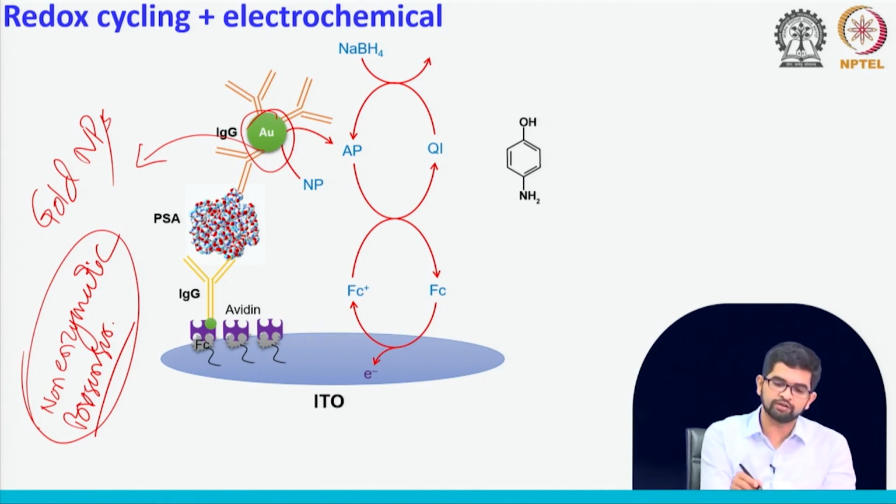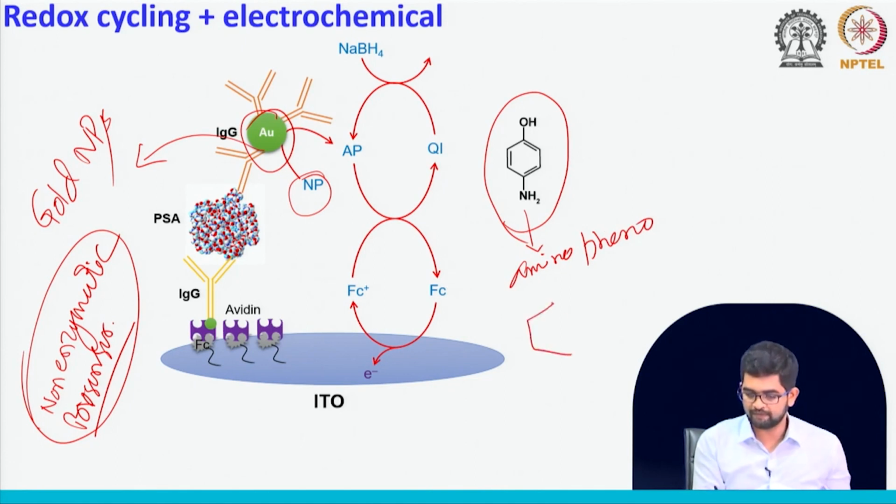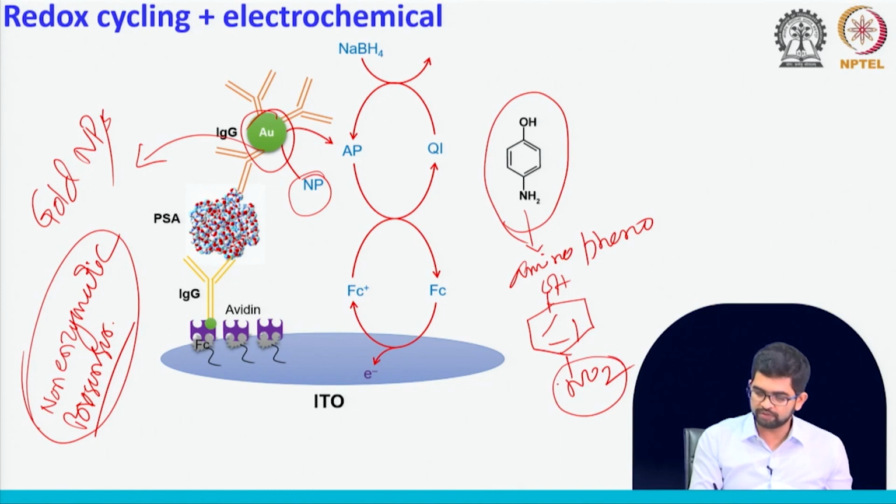Okay. So, here I use the gold nanoparticle, and NP, just nitrophenol. No, sorry, AP is the aminophenol, where NH2 is present, aminophenol we are using. So, let us clarify this one. This one is aminophenol, and this NP is the nitro group, nitrophenol.